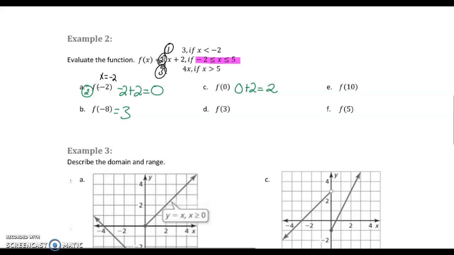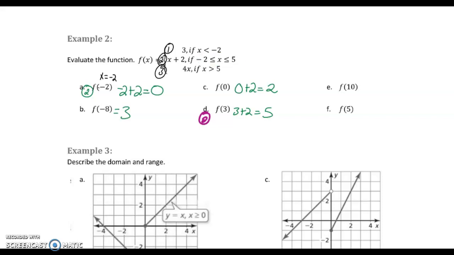All right, on D, which function would we use? Which one works with x equals 3? Okay, so that would be function 2, and that's because 3 is between negative 2 and 5, so it would work. So we plug in 3 plus 2, and we get 5 as our answer.